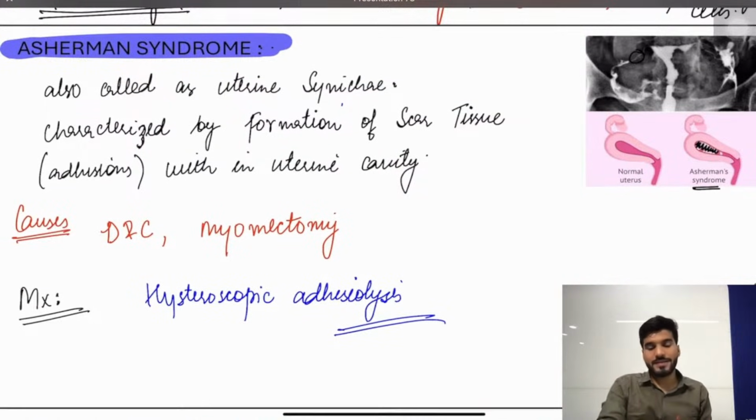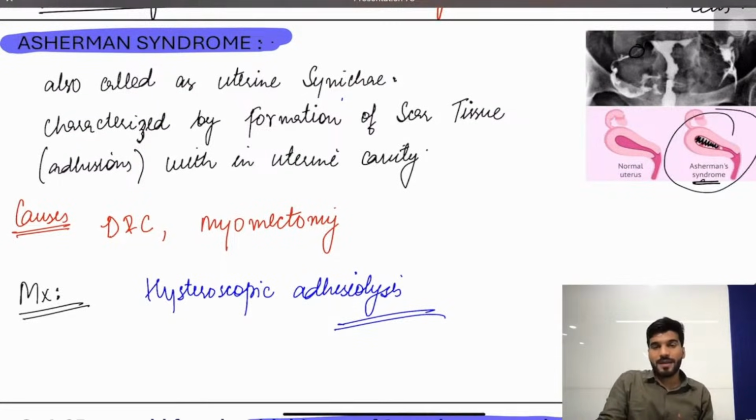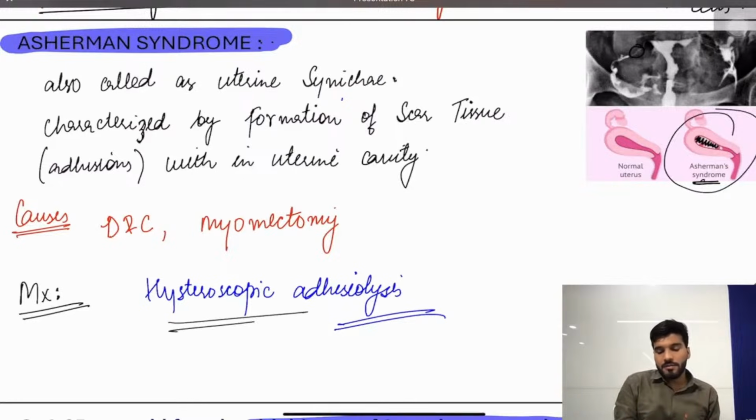Okay? Asherman syndrome we discussed. It's also called uterine synechiae. It's usually after post-curettage or myomectomy due to over-scarring. There are adhesions within the uterine cavity, and this is called Asherman syndrome. Okay, what will be the management? Hysteroscopic adhesiolysis. So whenever an Asherman syndrome question is given, my dear students, they will mention a case of abortion or secondary postpartum hemorrhage. Curettage ka history diya hoga.